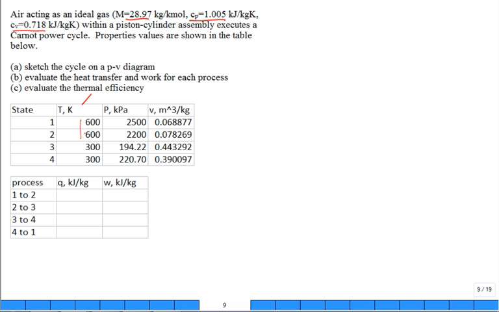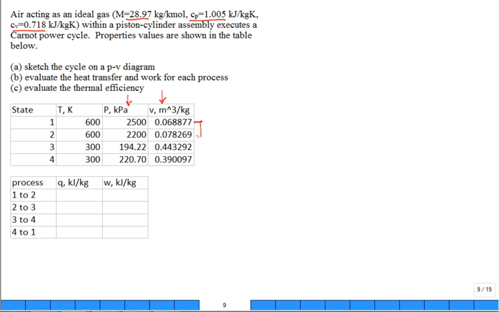Isothermal. Temperature's constant. All right. How about for the process 3 to 4, looking at the temperature? Isothermal. How about 2 to 3? That's going to be adiabatic. And then 4 back to 1? Adiabatic. All right. Now, take a look at the pressure, but jump over to specific volume.